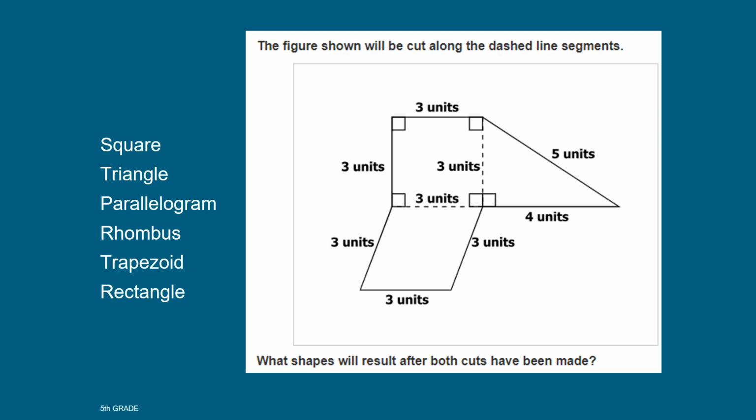Now, what might this look like on a test? Here's an example. If the figure above is cut along the dashed line segments, what shapes will result after both cuts are made? Use the word bank to the left of the picture to best describe the 3 shapes that will result after cutting on the dotted line segments.